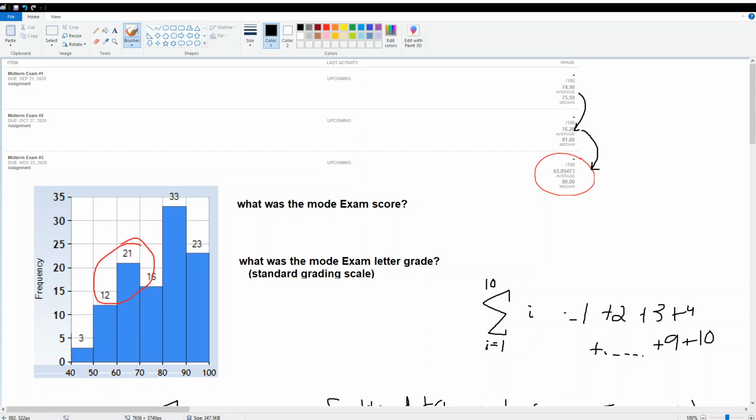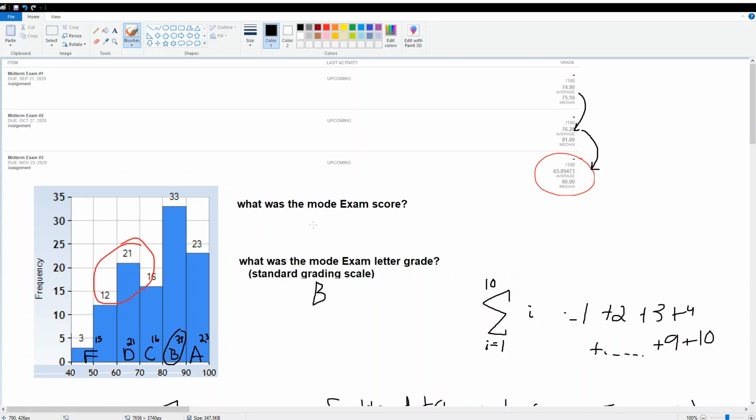What was the mode exam letter grade? Well, think of it this way. This is an A, that's a B, that's a C, that's a D, and these are Fs. So we would have 15 Fs, 13 plus 12. We'd have 21 Ds, 16 Cs, 33 Bs, and 23 As. So the mode letter grade is the same thing as saying what letter grade was the most common. We can answer that. A B.